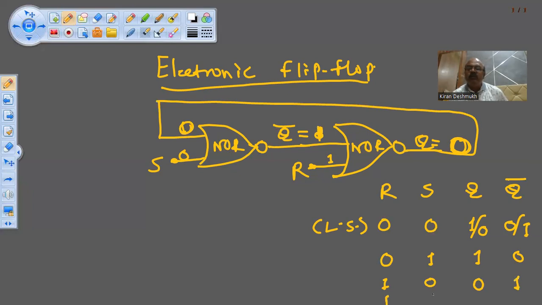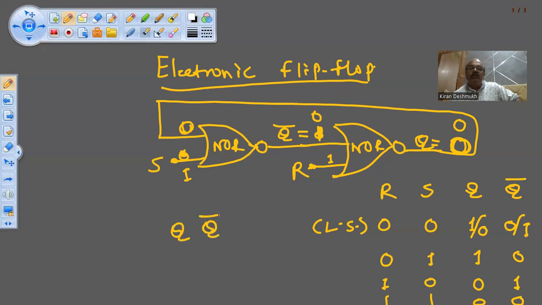Now if I make both the inputs 1, 1, what will happen? If S is also 1 and R is also 1, output Q will be made 0 and Q bar will also be made 0, because even if one of the inputs is 1, the output will be 0. Now this is not possible because Q and Q bar should be opposite to each other.